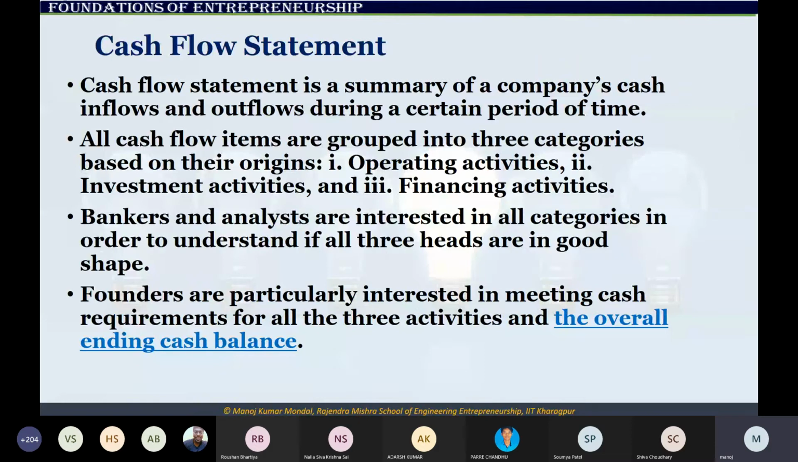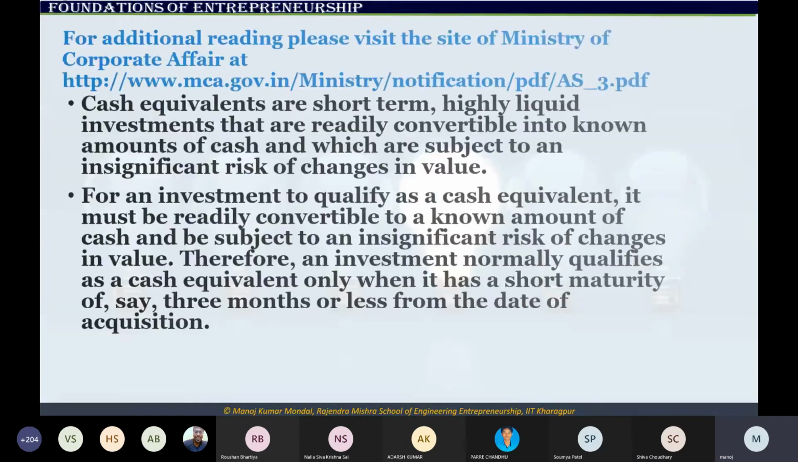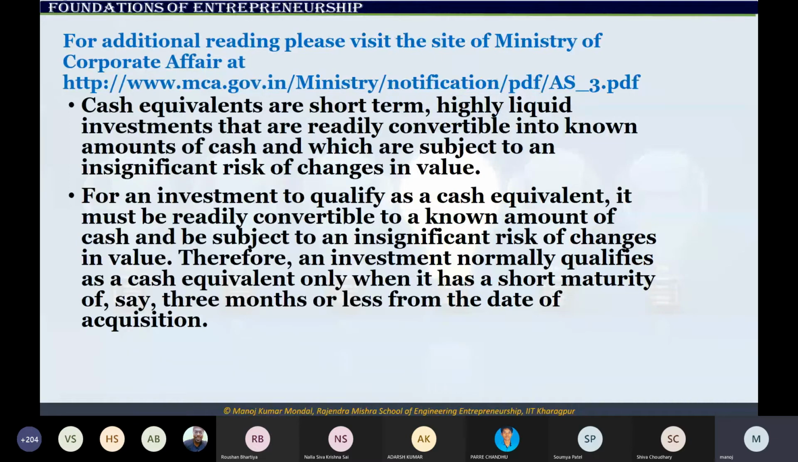Then comes the cash flow statement. Nothing new is here. There are three streams of cash flow: one is operating activity, this one, then investment activity and financing activities. And then whatever is the total resultant balance of the three, you add to the previous year's cash balance to get the current year's cash balance at the end of the business. This is the cash flow statement of Reliance Industries. You can see that leisurely later.